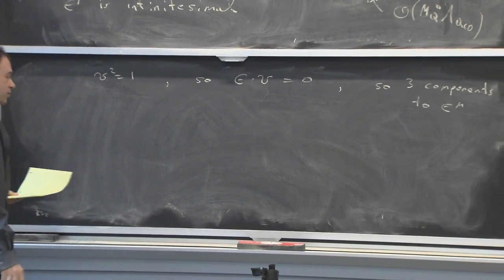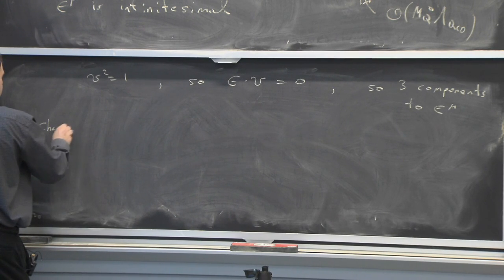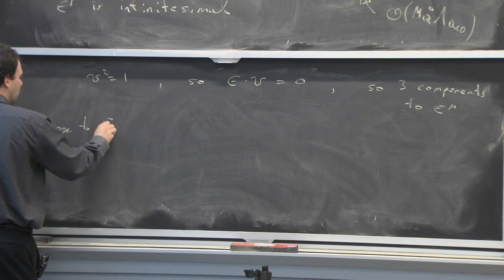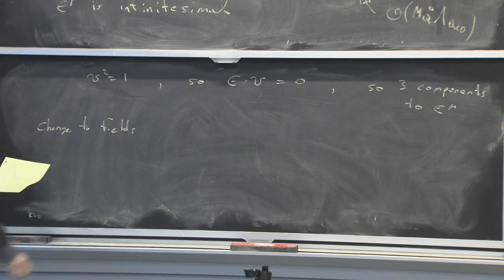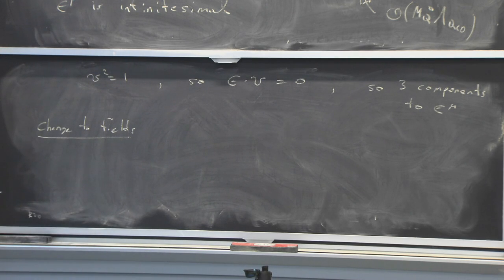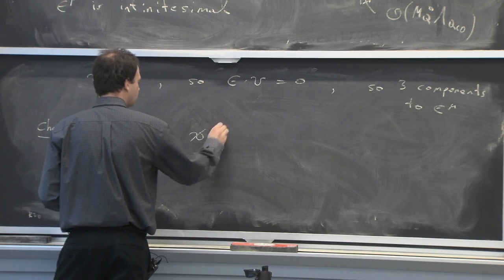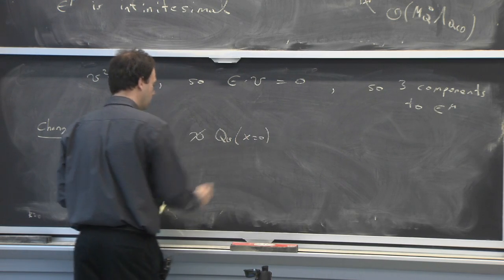Okay, we have a 3-parameter family of transformations, which are the 3 components of the epsilon, which in the rest frame would just be the 1, 2, and 3. What about the fields? How does the field, the Q_v, change under this type of transformation? Let me take the field at x equals 0 for now.